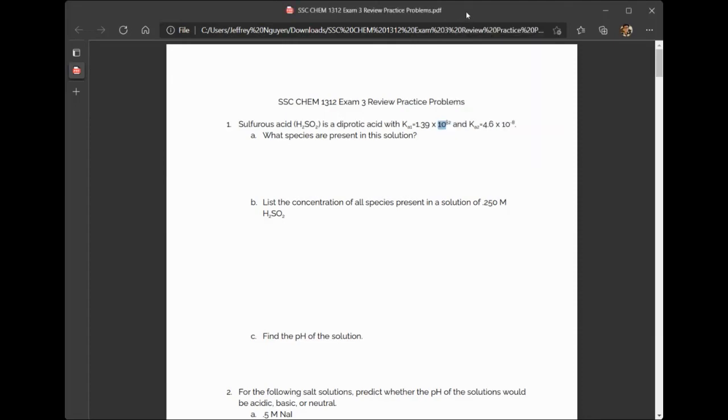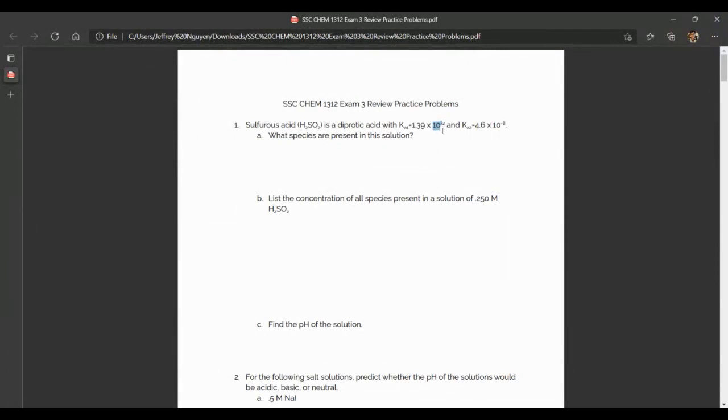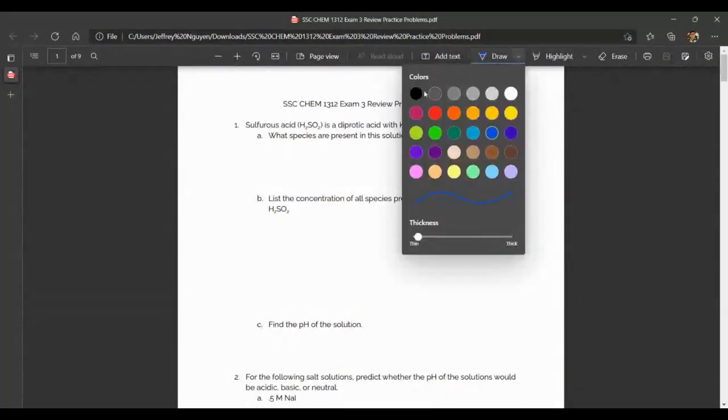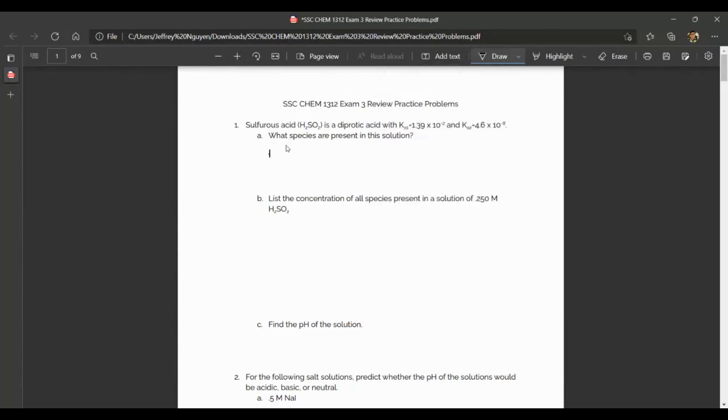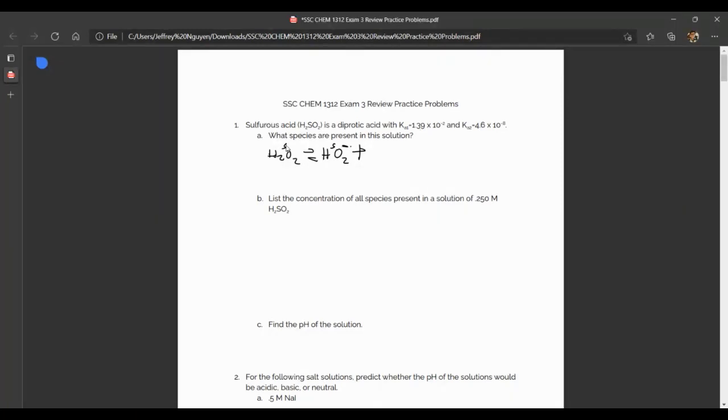Okay, so let's get started. We have sulfurous acid, which is a diprotic acid with that Ka value, and then the other Ka value. Our first question asks us to find the species present. H2SO2, when it loses a proton, becomes HSO2 minus, and then we have H plus. So we can say that this species is present and this species is present.